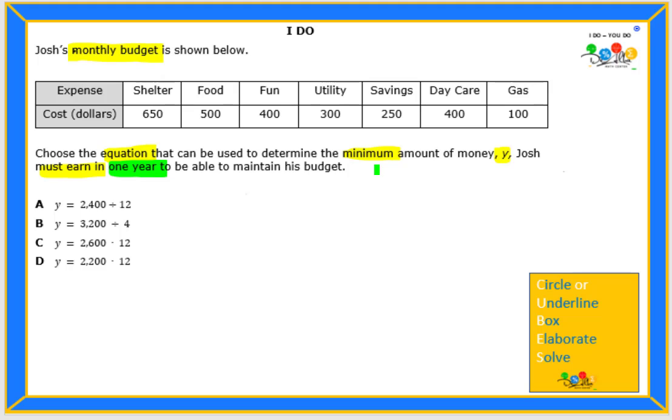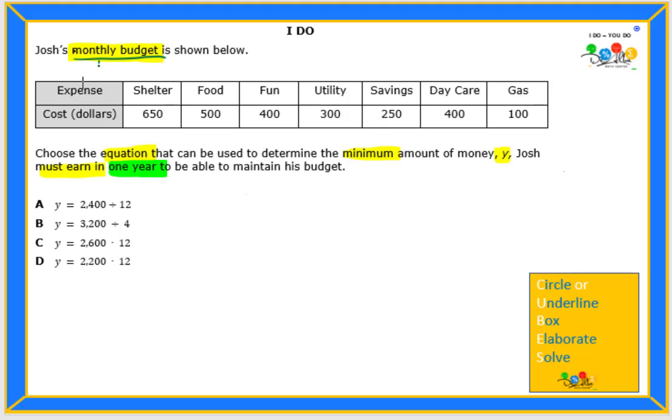Okay, so now that we have highlighted the important information in the problem, we also have to look at the information in the table. There is a lot of important information in the table. In the table, we have the expenses for Josh and the amounts that he spends for those expenses. If we look at the question again, it's asking what equation can be used to find what he must earn in 1 year to maintain his budget. So here is his budget right here. They already told us this is his monthly budget.